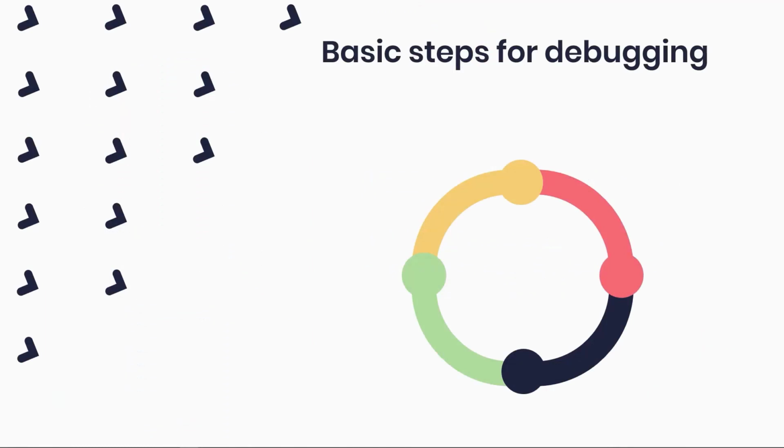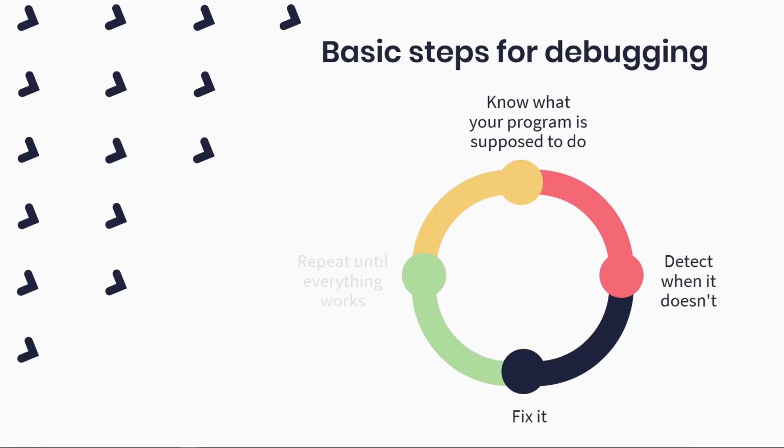Before we attempt to use any tools for debugging, it is important to know the basic steps. These steps are extremely general and apply to pretty much everything that needs to be built. They are: know what your program is supposed to do, detect when it doesn't, fix it, and repeat until everything works. It is really just as simple as that. No fancy words and complicated processes. This is the basis of all other debugging methods.